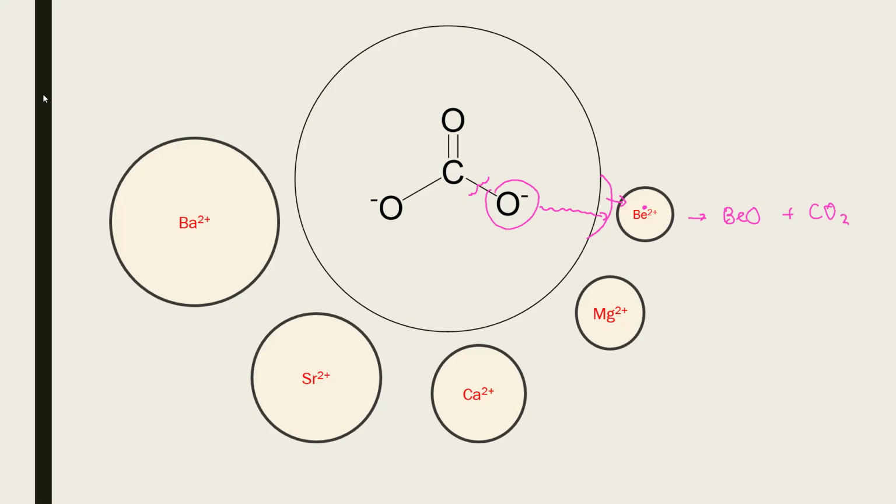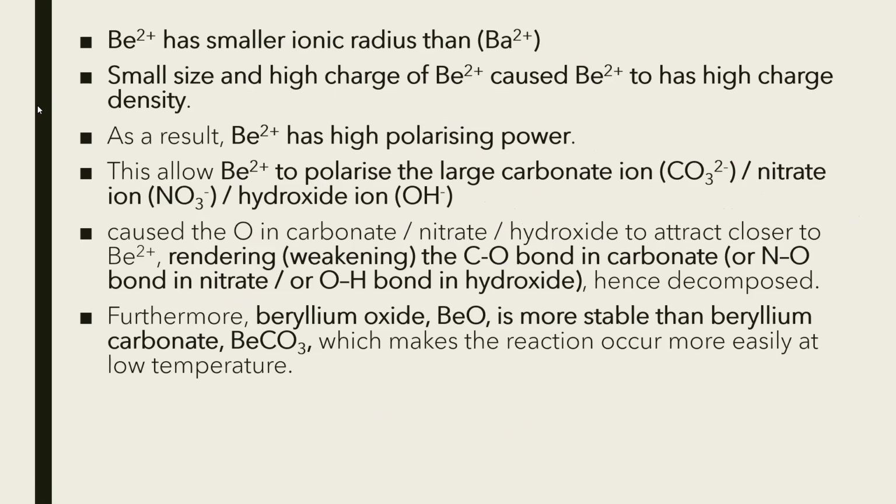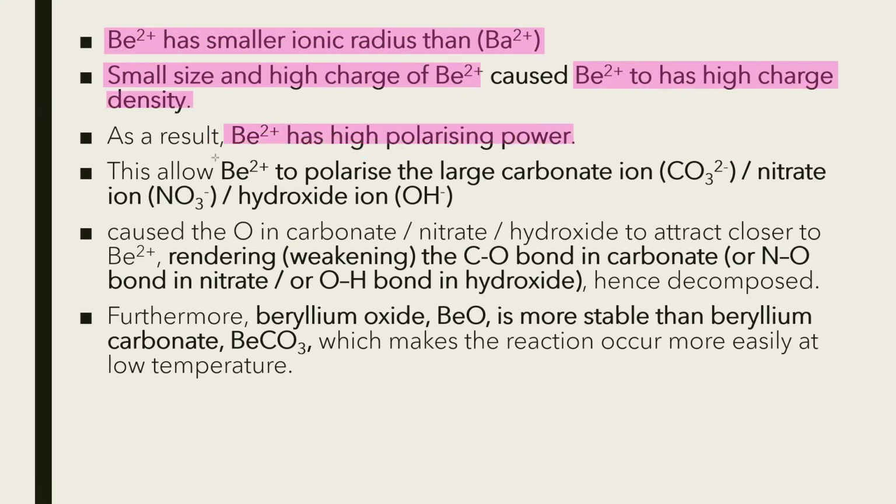Let's continue on. We mention that beryllium has a smaller ionic radius than barium. Therefore, the small size and high charge density of beryllium cause the beryllium ion to have higher polarizing power. This will allow the beryllium ion to polarize the large carbonate, nitrate, or hydroxide ions, causing the oxygen in the carbonate, nitrate, or hydroxide to be attracted closer to the beryllium, therefore weakening the C-O bonds in carbonate.